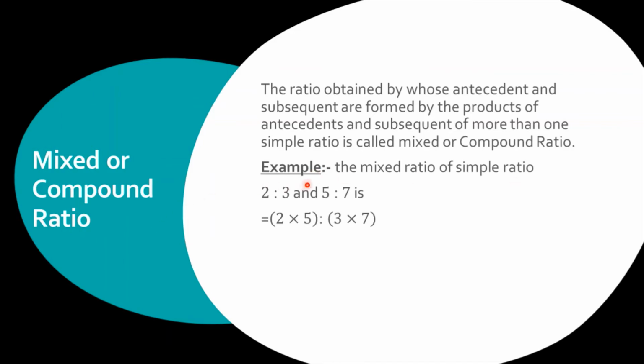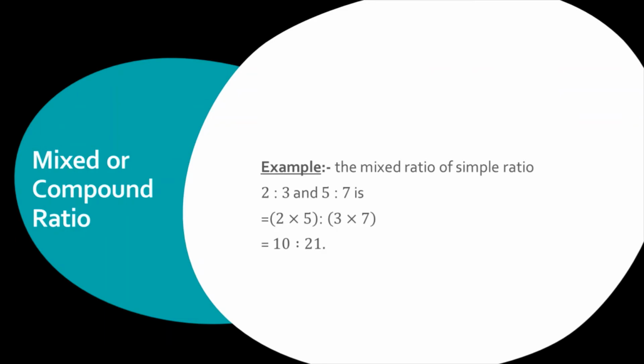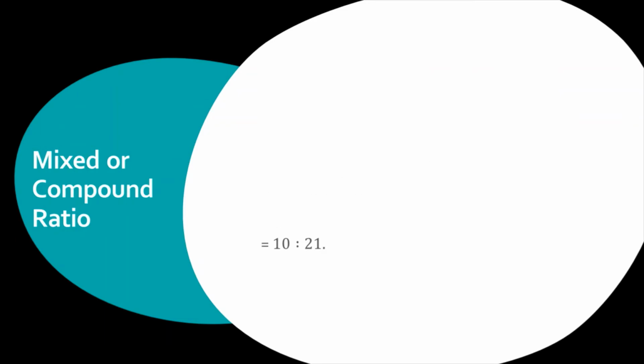That means antecedent multiplied by antecedent is 2 multiplied by 5. Subsequent multiplied by subsequent, that means 3 multiplied by 7. 10:21. That is our desired mixed or compound ratio. That is the definition and that is the example. 10:21 is our mixed or compound ratio.